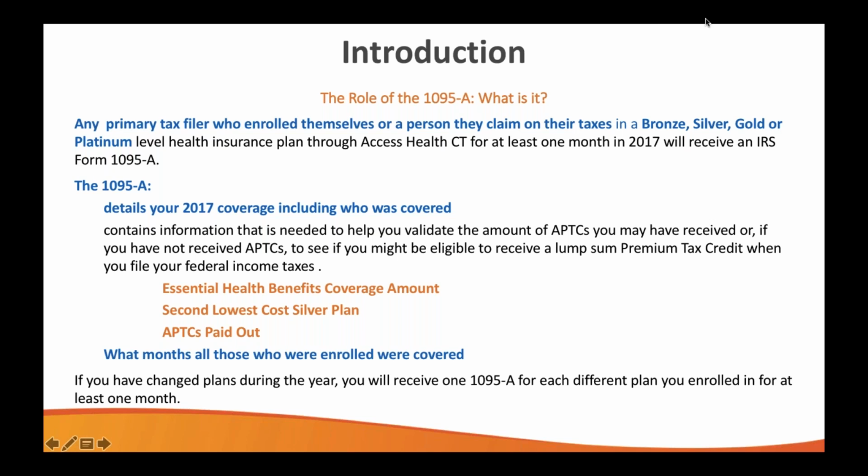Okay. All right. So any primary tax filer who enrolls themselves or person they claimed on their taxes, for a bronze, silver, gold, or platinum level health insurance plan through Access Health for at least 1 month in 2017, they should expect to get an IRS 1095A form. We've mailed them all out. They went out on the 26th, 27th, and 28th. They also were uploaded if the clients had an account. They were uploaded to their account.